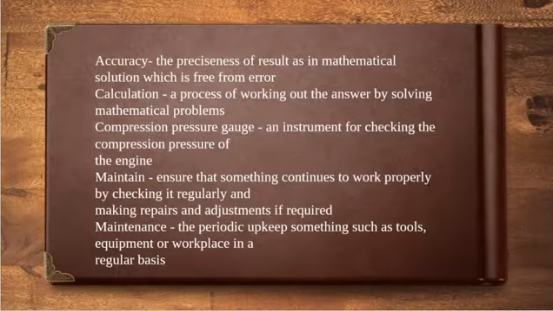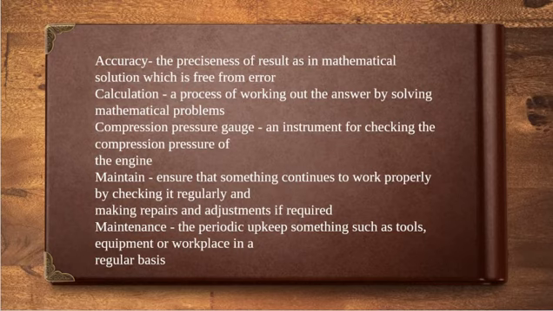Then, some terms like accuracy, or the precision of results, as a mathematical solution which is free from error. We also have to understand calculation, which is the process of working out the answer by solving mathematical problems. Compression pressure gauge, an instrument for checking the compression pressure of the engine. Maintain, ensure that something continues to work properly by checking it regularly and making repairs and adjustments if required. Then maintenance, the periodic upkeep of something such as tools, equipment, and the workplace.